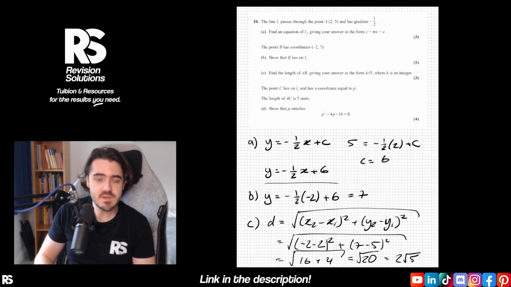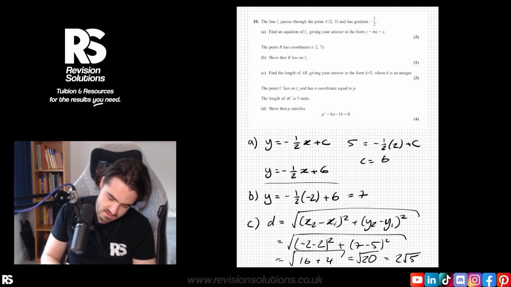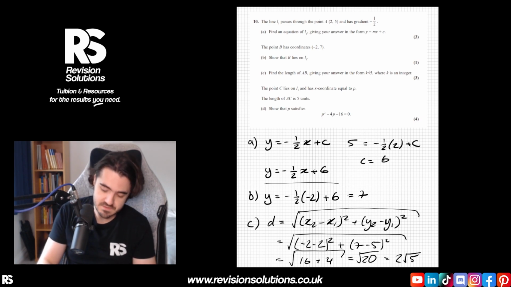Okay, and now for part D, it says the point C lies on L1 and has x coordinate equal to p, and the distance between C and A is 5 units. And using that, can we show this result here? So there's 2 pieces of information here. We've got this and this, and let's just be clear about what this means. If C lies on L1, then we could find the y coordinate of C in terms of p by using the equation, which is just this one here. So let's do that first.